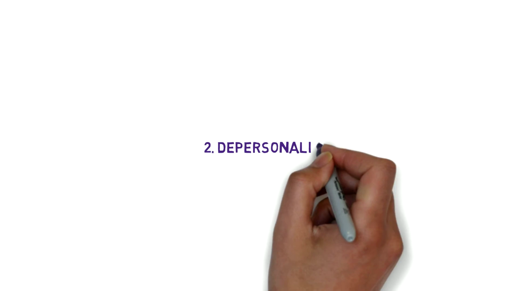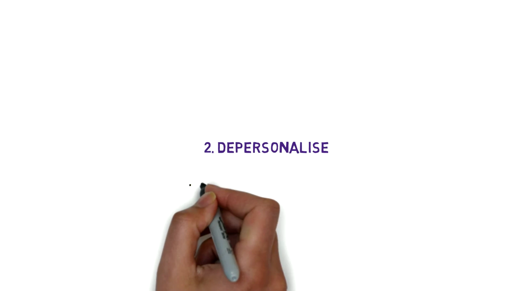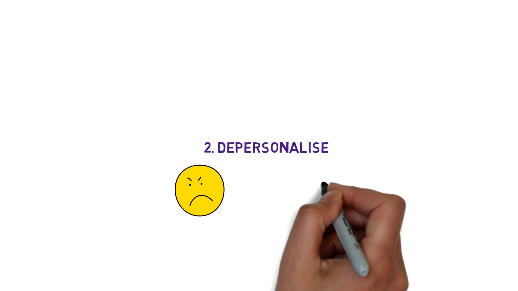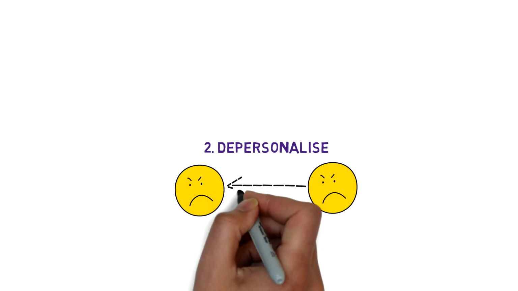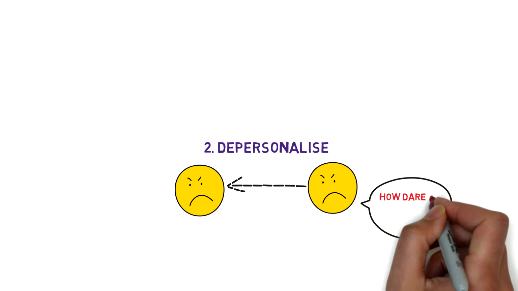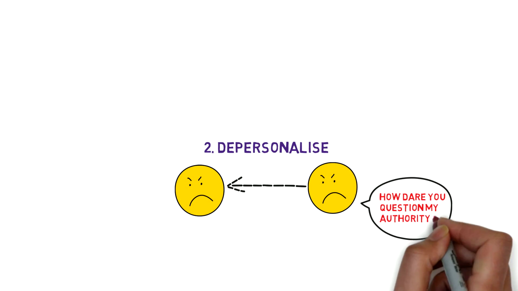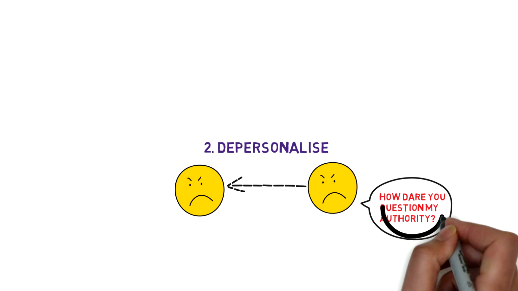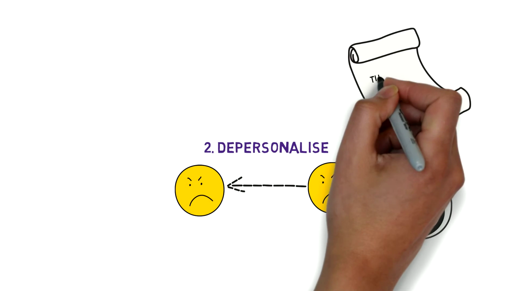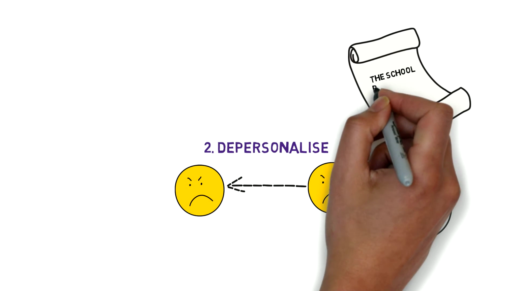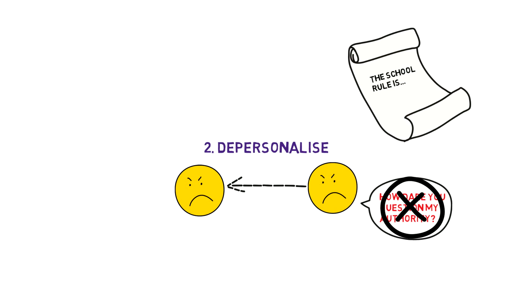Number 2, depersonalize it. It's important to make it clear that the conflict is not about you and the child, but about the school rules. For instance, "I've told you to put the game away," feeds the argument. It keeps it going. An approach like "the school rule is that there are no games during work time" makes it clear that this is not a personal conflict between you and the child.